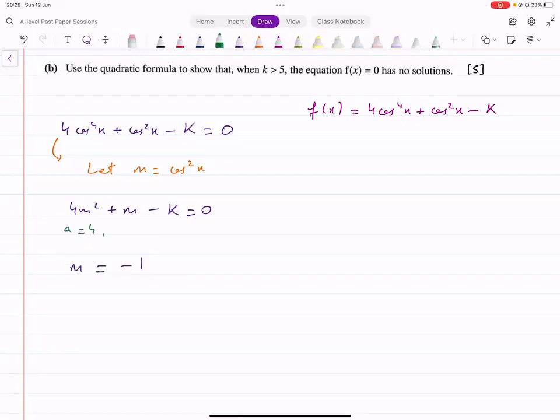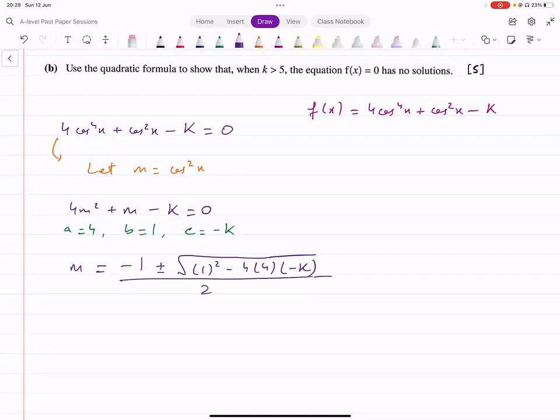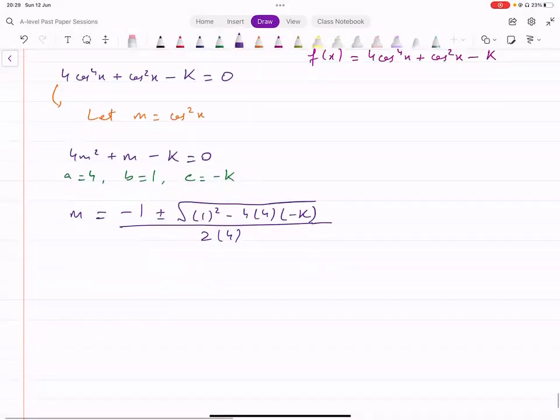A is 4, B is 1, C is minus k. Let's just input values in the formula. Minus 1 plus minus square root of 1 squared minus 4 into minus k divided by 2 times 4. Okay, let's simplify this. If we simplify this, we get -1 plus minus square root of 1 minus 16 into minus k. That's going to be 1 plus 16k divided by 8. Okay, so that is what we are getting.